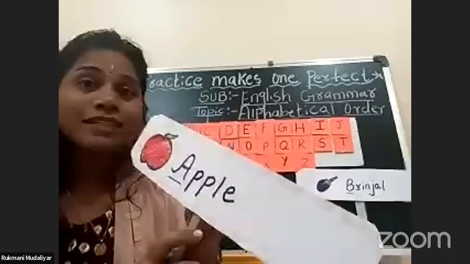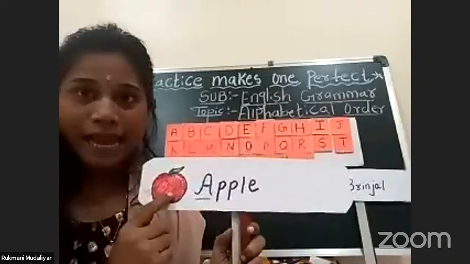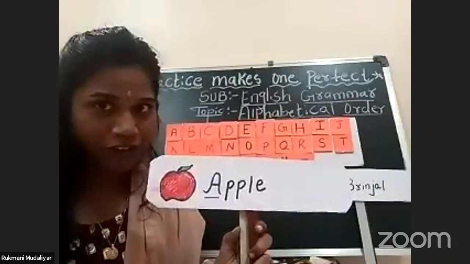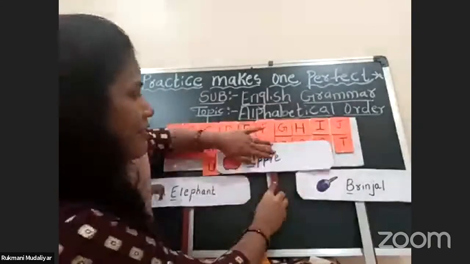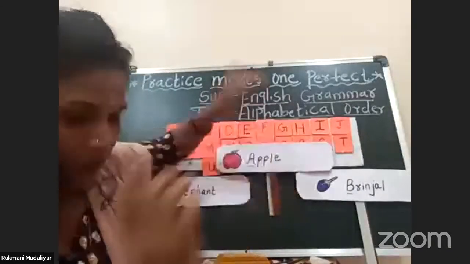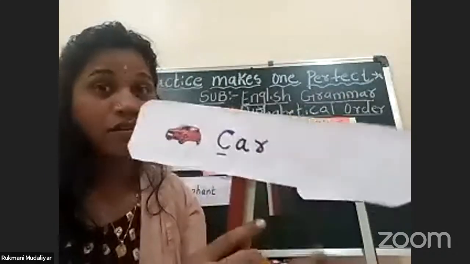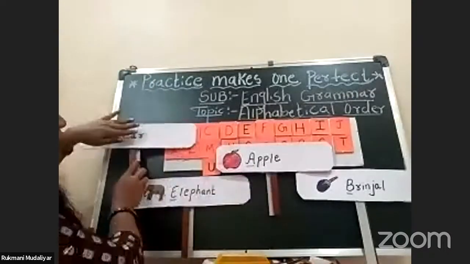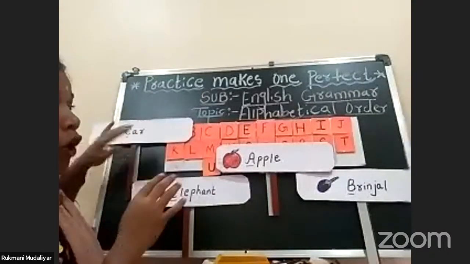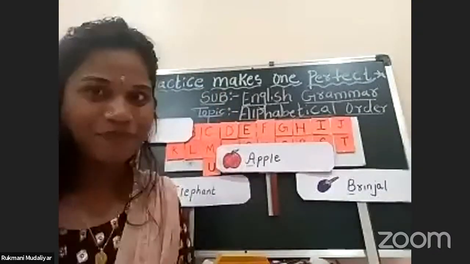Apple is saying, if we eat the apple, we keep the doctor away. So I will say I will come first. Okay, then car is saying that I'm to be first. So tell me, children, according to the alphabetical order, which alphabet is going to come first?